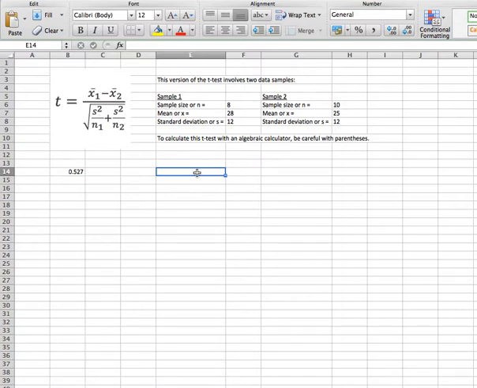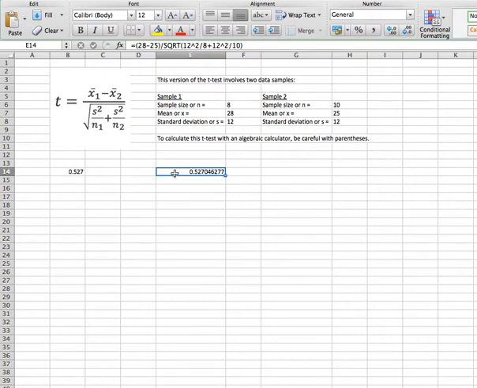Now, as you may remember, to tell Excel that you want it to do a calculation, you start with the equal sign in that cell. So I put equals parenthesis, and I've got my x1, which is 28 minus 25. And I've got to divide that by the square root. The function in Excel for square root is SQRT. And so my s squared is going to be 12 hat 2 divided by 8 plus 12 hat 2 divided by 10. As you can see, the exponent function in Excel is this caret or hat sign here. So now I enter, and we see it calculated out the same number that we got with the calculator.